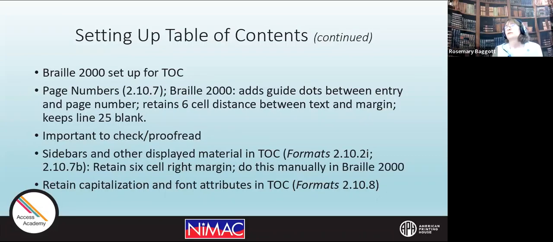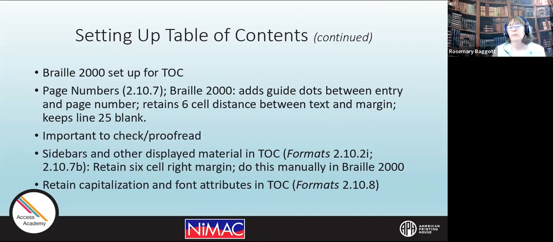Braille 2000 has a number of features to help set up the table of contents. It will add your guide dots between the entry and the page number on the far right of the page. It retains the 6-cell distance between the text and the margin. It keeps line 25 blank. I'll show those controls for setup in the demo.